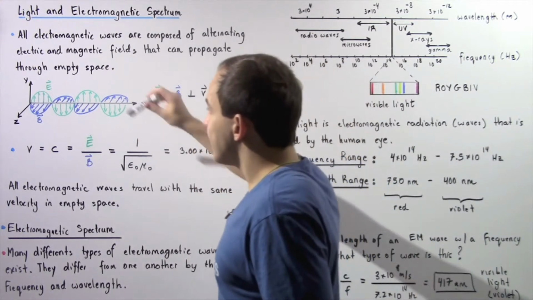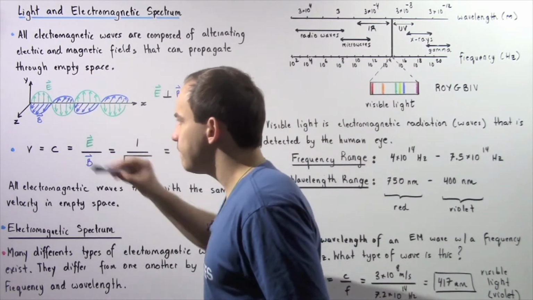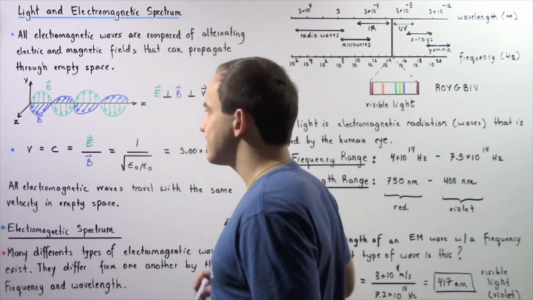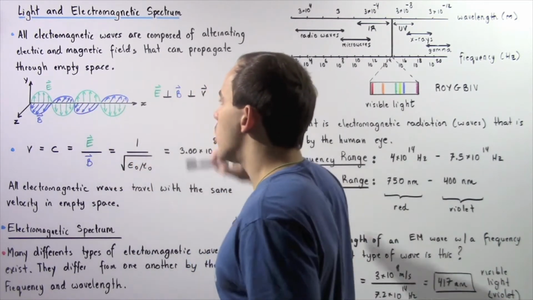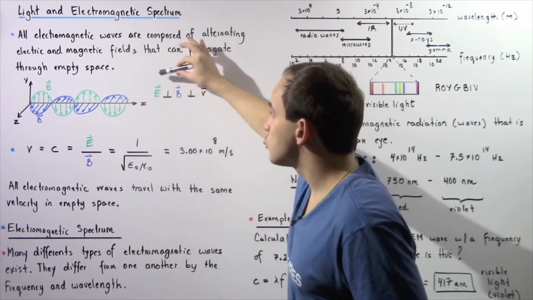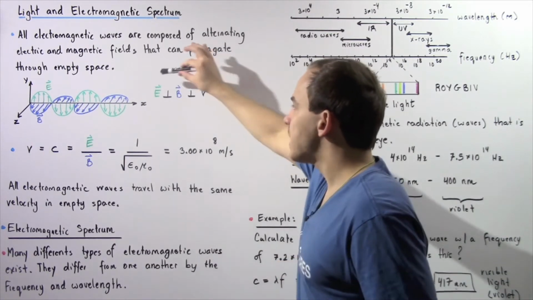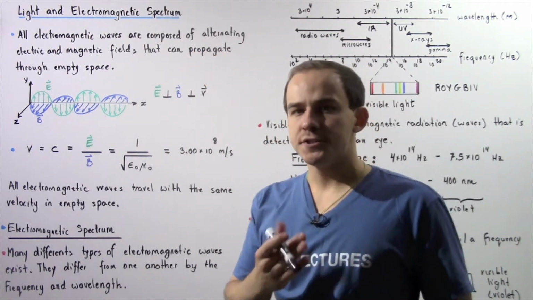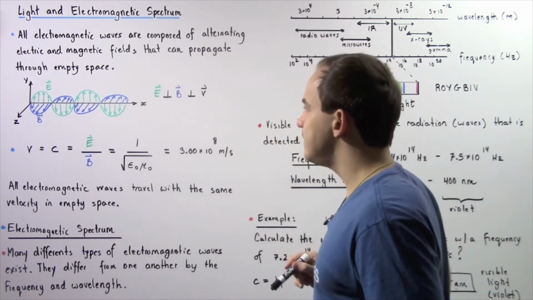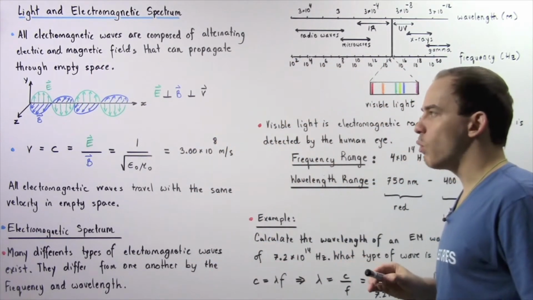Because the electric field lies along the y-axis, the magnetic field lies along the z-axis, and the wave is moving along the x-axis, that implies that the electric field is always perpendicular to the magnetic field, and these two fields are always perpendicular to the velocity vector, to the motion of our propagating wave.